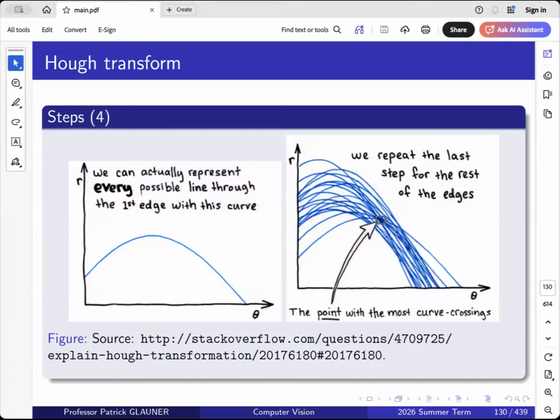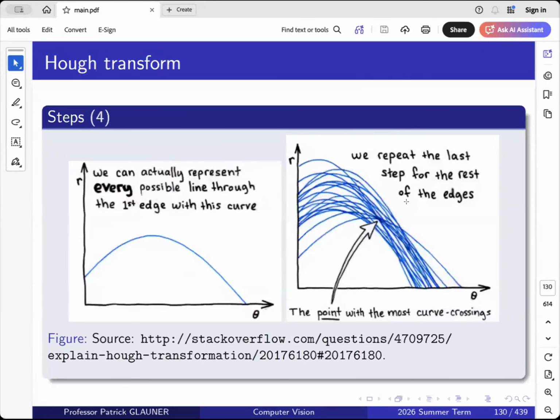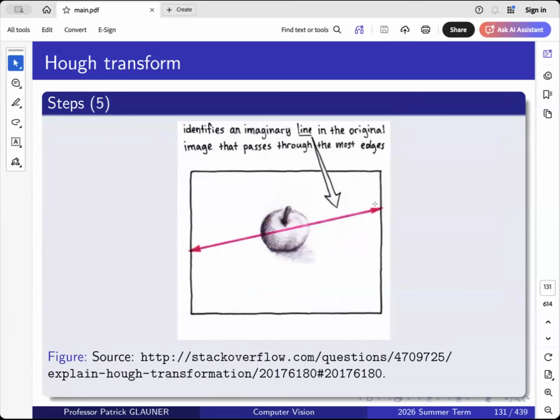So it matches with most edges, yes. And that would be exactly the straight line behind the apple. So you got that correct. First of all, it's a line. That's what you wrote in the chat. That's the first thing, because a point in r theta space is a straight line in the original image. And the one it is actually one, it matches with most edges possible. And that would be our straight line behind the apple. So you got that right.